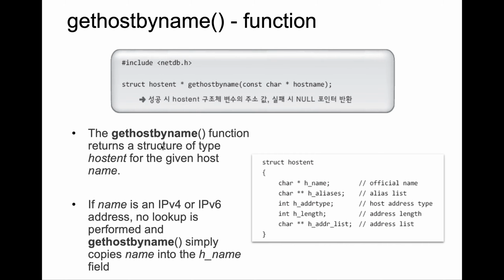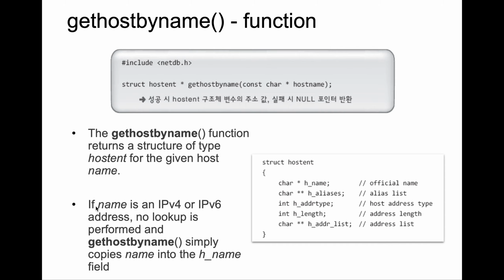And the GetHostByName function returns a structure of type hostent for the given host name. And that structure contains these 5 fields, which I will explain in the next slide in detail. The first one is the official name. The second is alias list, host address type, address length, and address list.